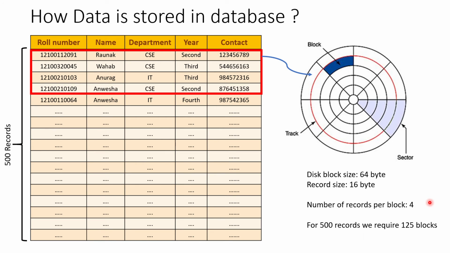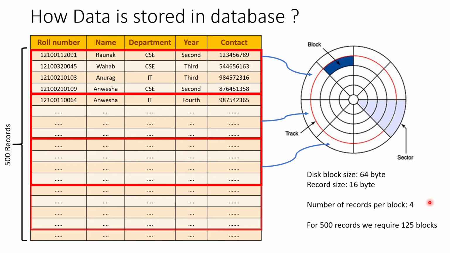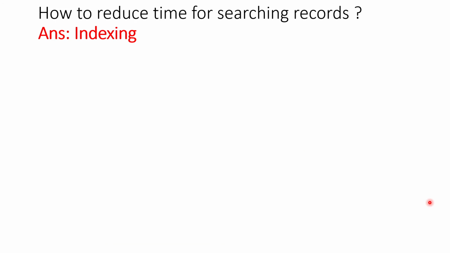I mean it can be something like this, the first block somewhere here, the second 4 pieces of information somewhere here, something like this, and so on. So now this is our question: can I reduce this? Yes, we can reduce this. How? With the help of indexing.